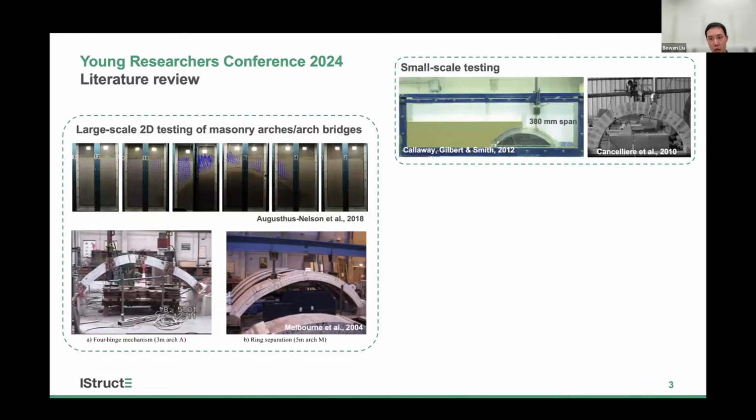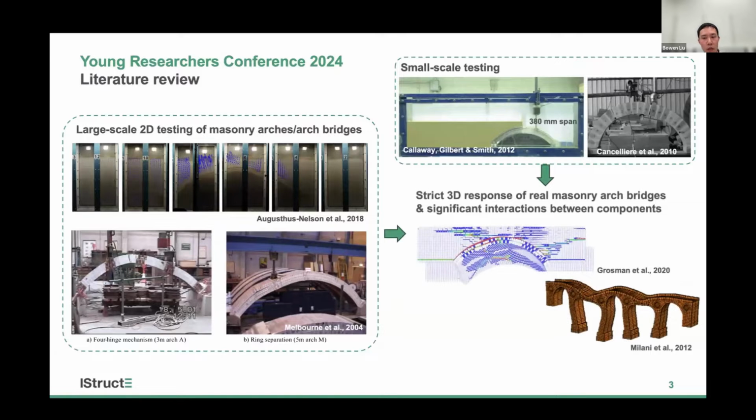Extensive studies have been carried out to investigate the failure mechanism of masonry arches and arch bridges, from testing small-scale specimens to full-scale specimens. Most of these studies have been performed under planar conditions, focusing on the two-dimensional behavior of the bridge. However, real masonry arch bridges always have a strict 3D response, especially under eccentric patch loads, and the interaction between different components can significantly affect their failure mode. There is very limited data available to validate these high-fidelity numerical models. So this is the main motivation of this study.